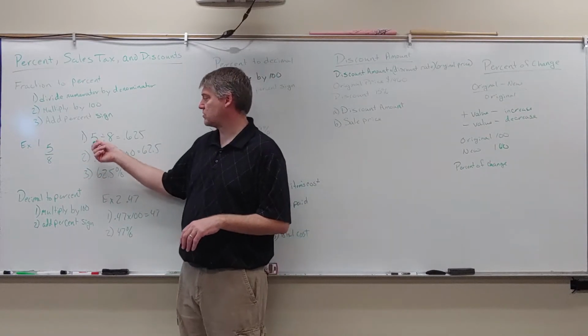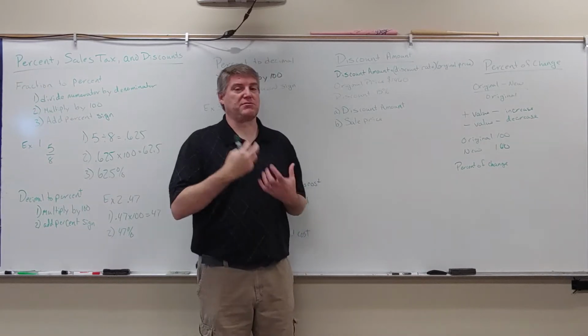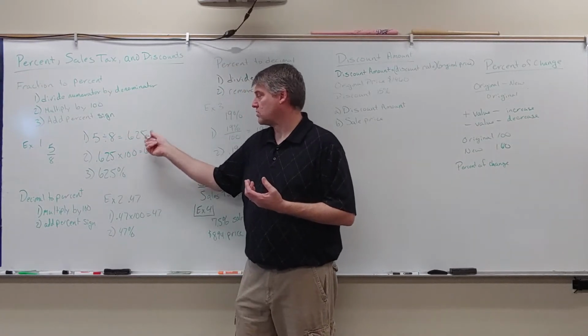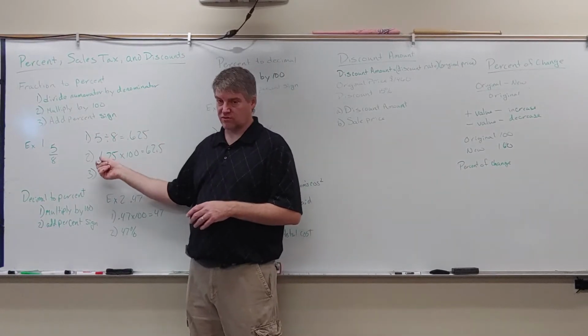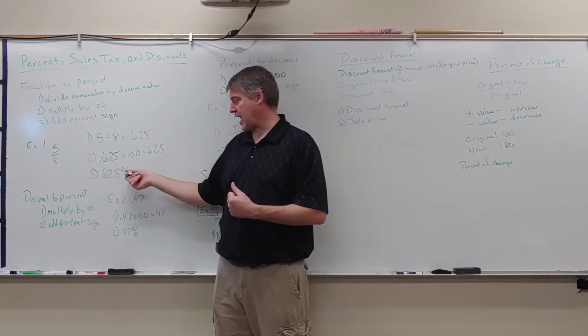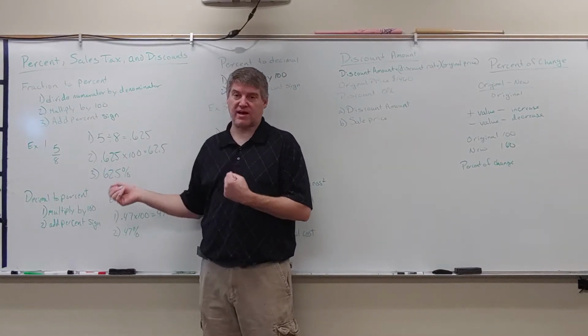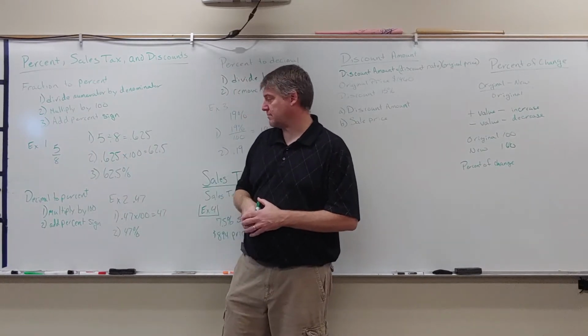So the first thing I'm going to do is go 5 divided by 8. Well, if I don't know what 5 divided by 8 is, I'm going to use a calculator to get my decimal. So that gives me 0.625. I'm going to take 0.625, multiply it by 100 and get 62.5. Then I'm going to add the percent sign, so 62.5%. That gives me from fraction to percent.